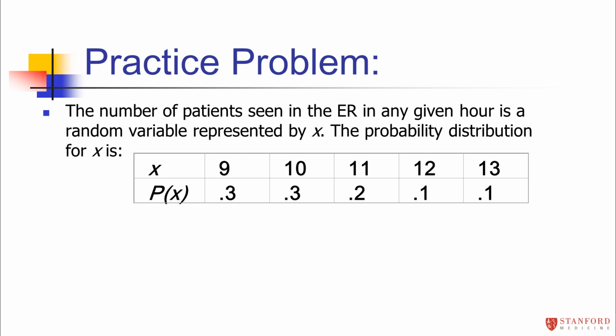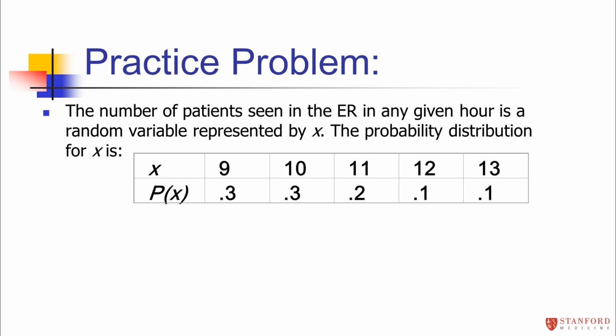So imagine that somehow it's always that strict. But somebody's observed and they've figured out that 30% of the time it's 9 patients, 30% of the time it's 10 patients, 20% of the time it's 11, 10% 12, and 10% 13. And that's all the possible outcomes. Notice that those sum up to 1. If we've listed out all the outcomes, then the probabilities have to sum up to 1.